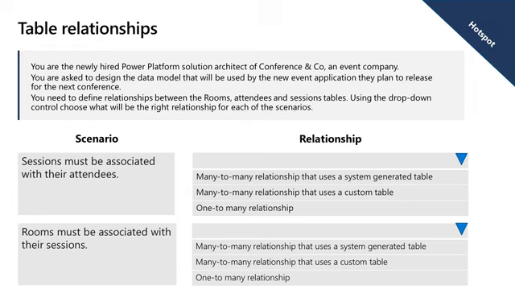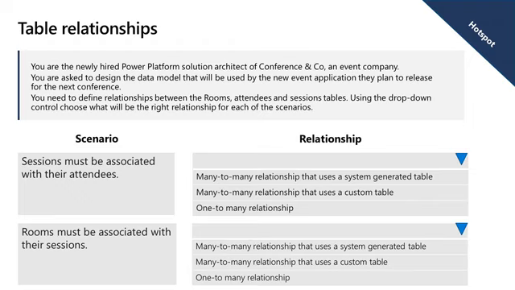You are the newly hired Power Platform Solution Architect at Conference & Co., an event company. You are asked to design the data model that will be used by the new event application that they plan to release for the next conference. You need to define relationships between the rooms, attendees, and sessions tables. Using the drop-down control, choose what will be the right relationship for each of the scenarios.